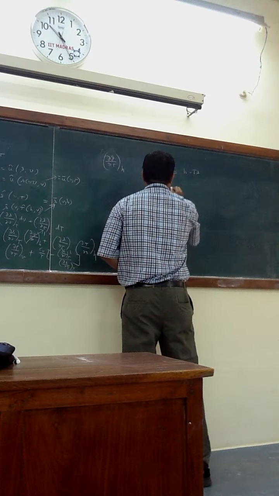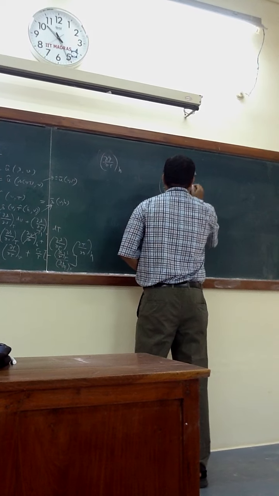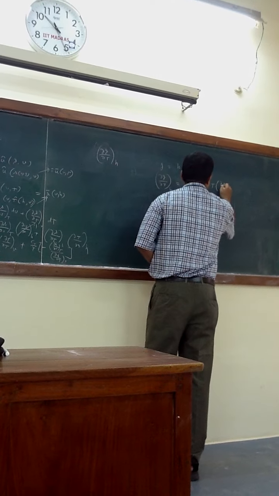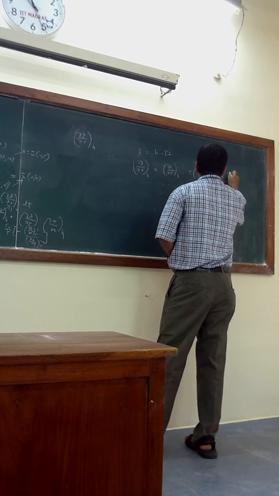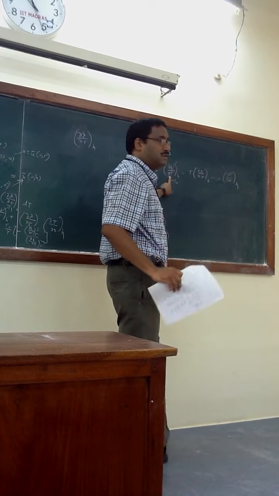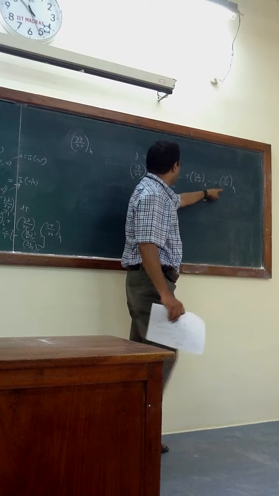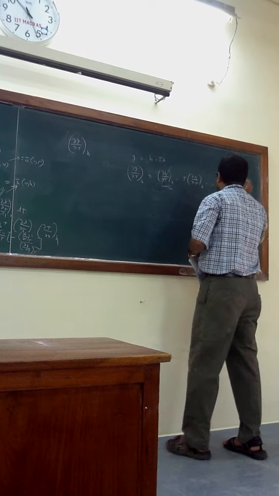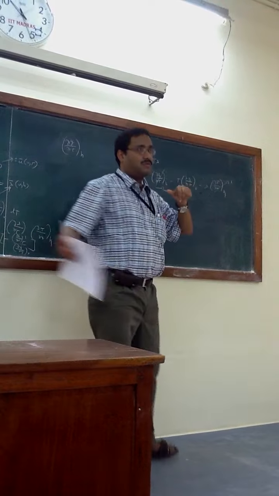So dou G by dou T at fixed H is dou H by dou T at fixed H minus T dou S by dou T at fixed H minus S dou T by dou T at fixed H. This is 0, H constant. Then minus T dou S by dou T at fixed H, and here minus 1, right? So we have dou S by dou T at fixed H, which will be obtained from the isoenthalpic process.